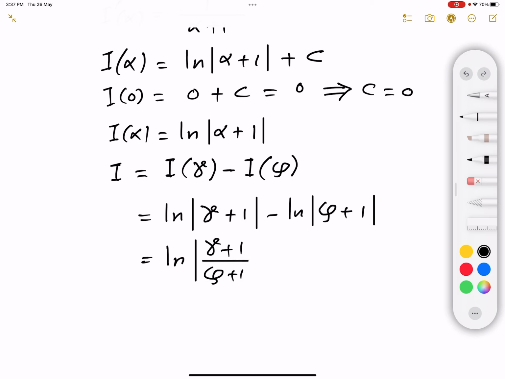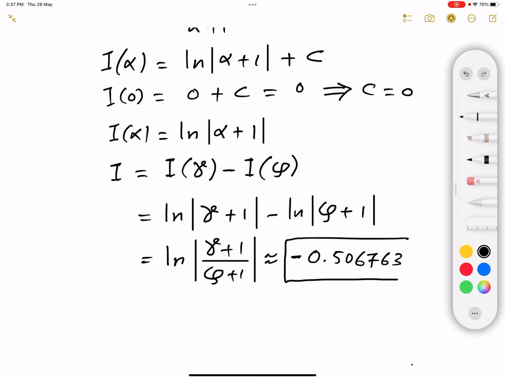And if we substitute the values for gamma and phi, this is going to be approximately equal to −0.507 − 0.056, approximately −0.506763. That's the approximate value, but of course we need to substitute the exact values for phi and for gamma, and that is going to give us this final value. That is the final answer of this problem.